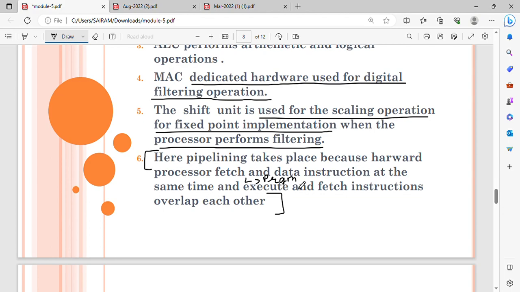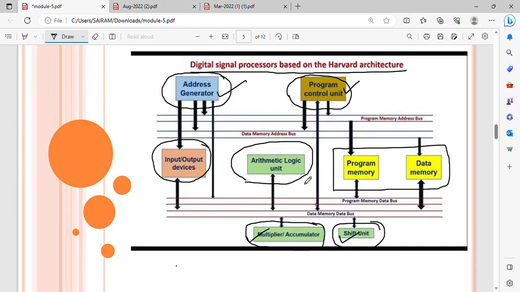So what does that mean? See, this is a Harvard architecture. In the case of Harvard architecture, you have the program memory and data memory separate, right? You can see in the diagram that the program memory and the data memory are separate. They are not clubbed together as in the Von Neumann architecture, right? So to accommodate this memory, you have the program memory address bus and data memory address bus, program memory data bus and data memory data bus, right? These four things are there to allocate the memory, right? Yeah, that is one important thing.